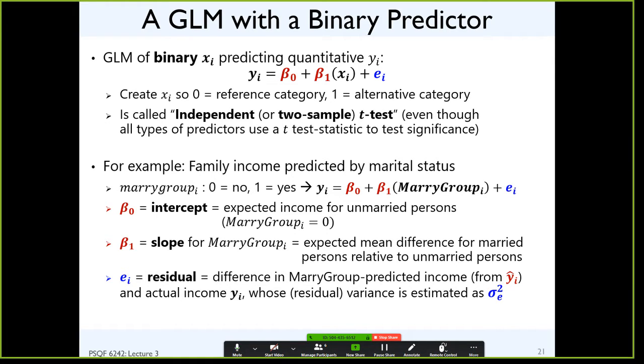Beta 1, that's our slope for the effect of married group. It works out to be the mean difference in family income between people who are unmarried as the reference and people who are married, the 0 and the 1. E, the residual, is the difference between the income that is predicted by your married group and your actual income. So it's the remaining differences in income amongst people who are of the same marital level, either unmarried as the 0 or married as the 1.